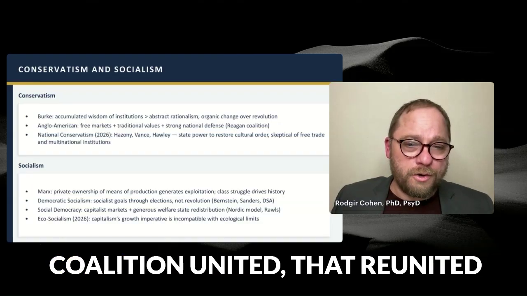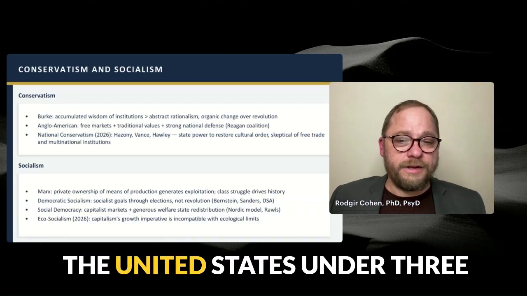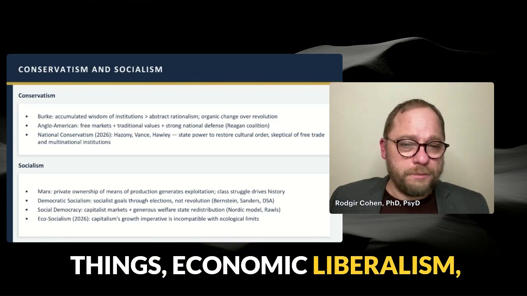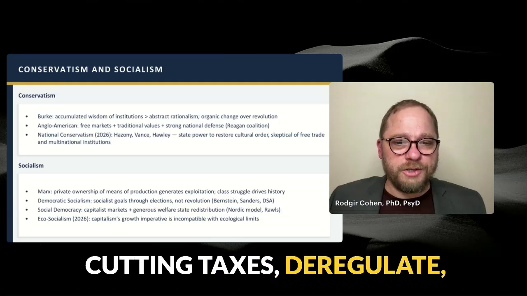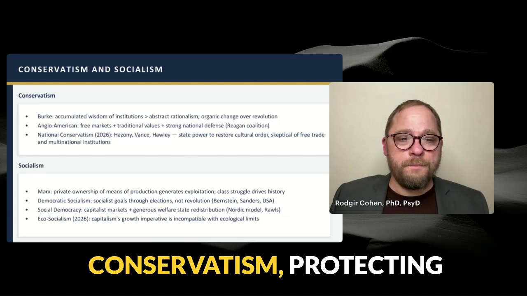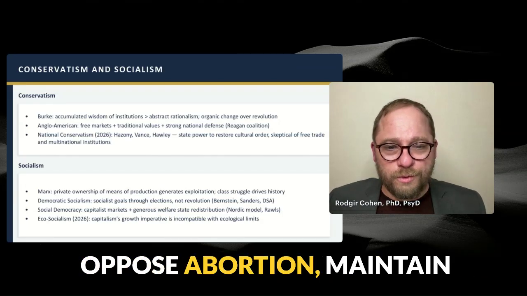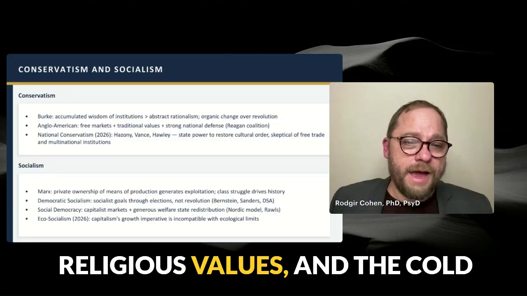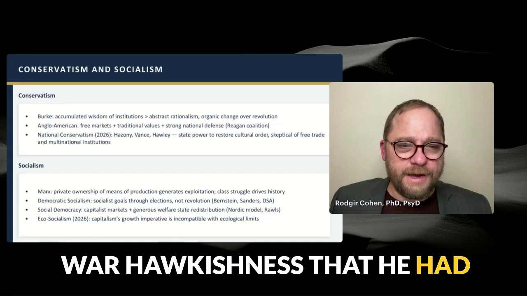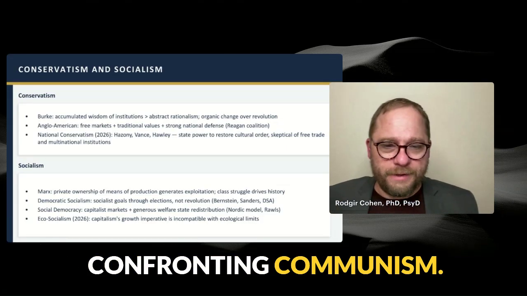We fast forward to the Reagan coalition, which united the United States under three things: economic liberalism, meaning cutting taxes, deregulating, and shrinking government; social conservatism, protecting traditional family structures, opposing abortion, and maintaining religious values; and Cold War hawkishness, with a strong military and confronting communism.